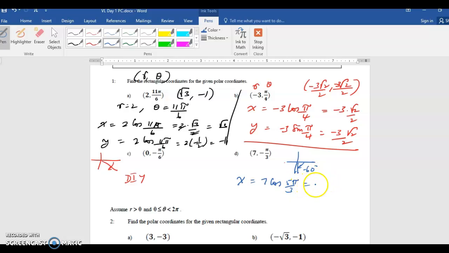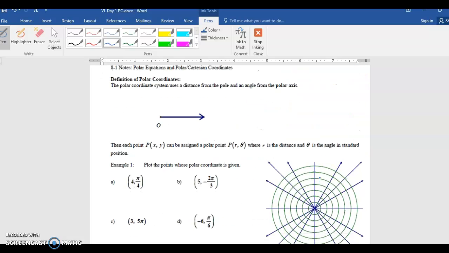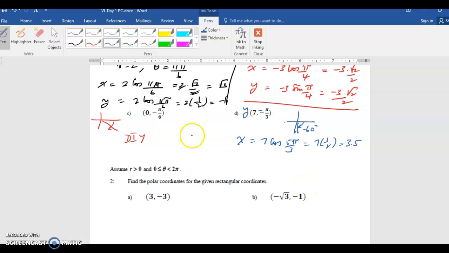7, so this is cos 60 is half and it's positive in the fourth quadrant. So it is 7 times half. So you can write this as 3.5, I don't mind. And it went to the beginning, my bad. It has its own mind sometimes.